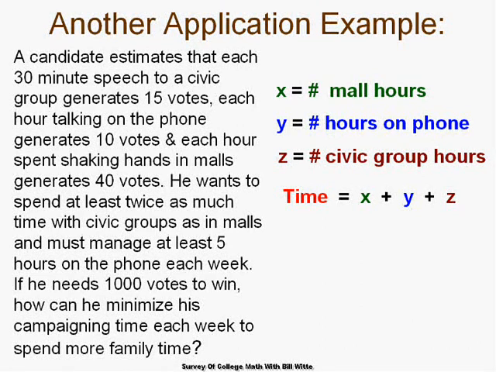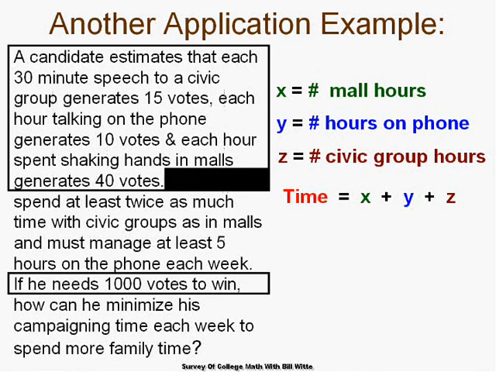Now let's see. This one's loaded with constraints. Let's talk about vote constraints. We got to get at least 1,000 votes. Now how are we going to get votes? We think we're going to get votes based on how many hours we do in each of the categories. So, as it says here, for each 30-minute speech, I'm going to generate 15 votes at the Civic Center, at the Civic Group. For each hour talking on the phone, I'm going to get 10 votes. And for each hour shaking hands in the malls, I'm going to get 40 votes. And all that has to add up to at least 1,000. Remember that at least means greater than or equal to.